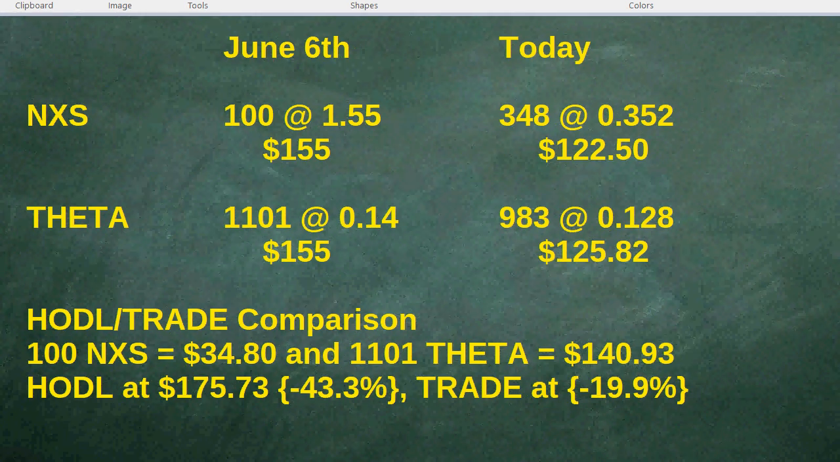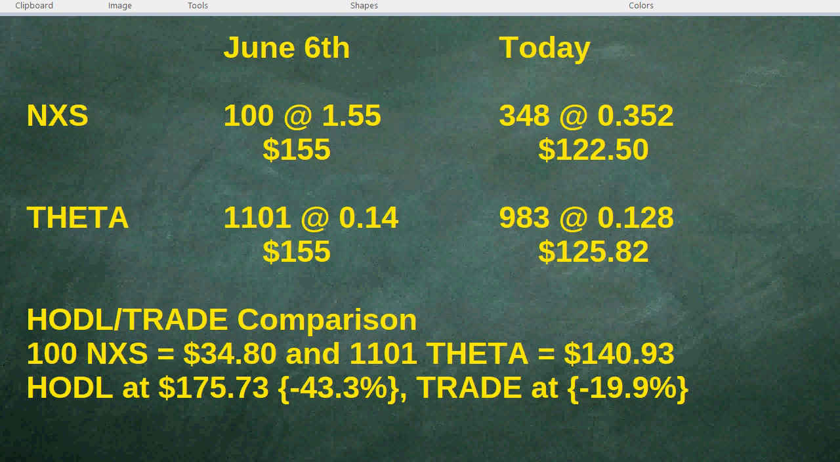It's just you don't lose as much, because this all started June the 6th of last year. I didn't put the year 2018 in, but that's when it started. And at the time, Nexus was $1.55 a coin, so 100 would have cost $155, and at 14 cents the Theta worked out to about 155. And having 348 of the coins at 35.2 cents is actually worth less. And as is, only 983 coins of the Theta is worth a little under 10% in the last little over a year against the dollar.